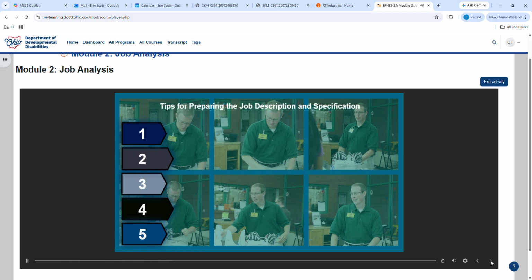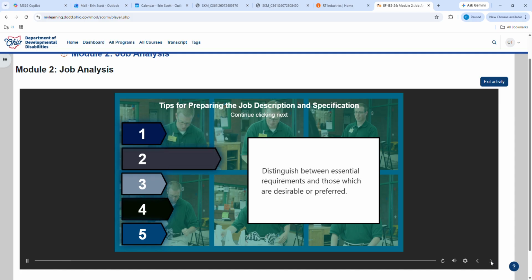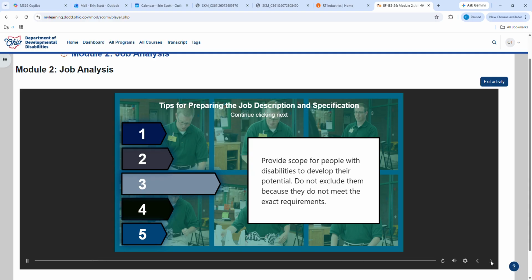Tips for preparing the job description and specification. Avoid overestimation or overspecification of requirements because it is likely to exclude people with disabilities. Distinguish between essential requirements and those which are desirable or preferred. Provide scope for people with disabilities to develop their potential. Do not exclude them because they do not meet the exact requirements.